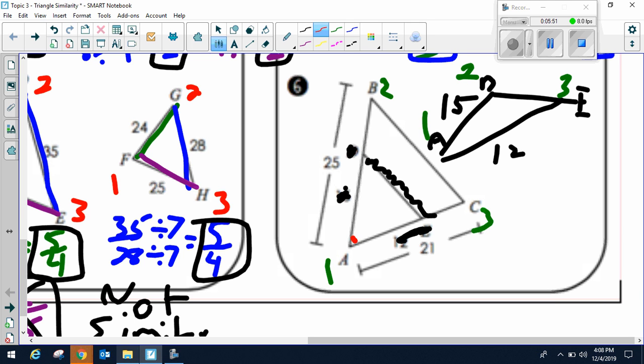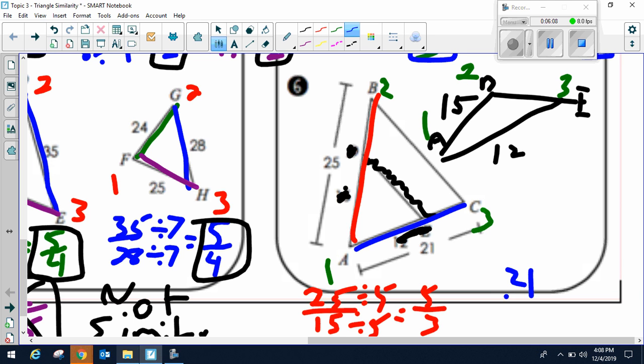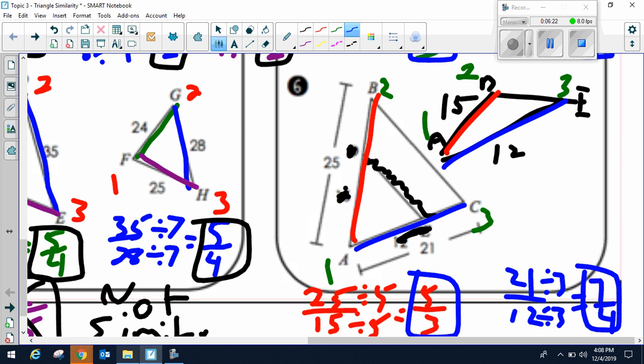Okay, so when we compare sides, we have this side as 25 over 15. So if we divide that by 5, divide that by 5, we get 5 over 3. When we look at the other side, we have 21 over 12. So if we divide that by 3, divide that by 3, I get 7 over 4. And right there, I can stop because if I look at my two sides, they're not proportional, so these are not similar.